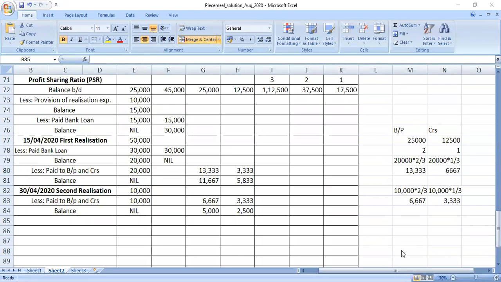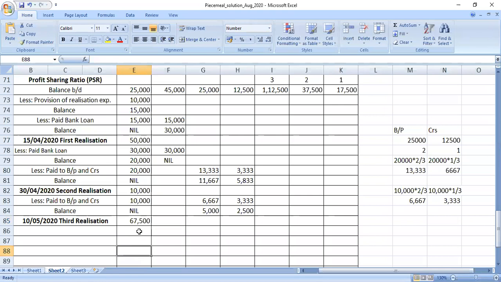10th May 2020, third realization, and they received rupees 67,500.